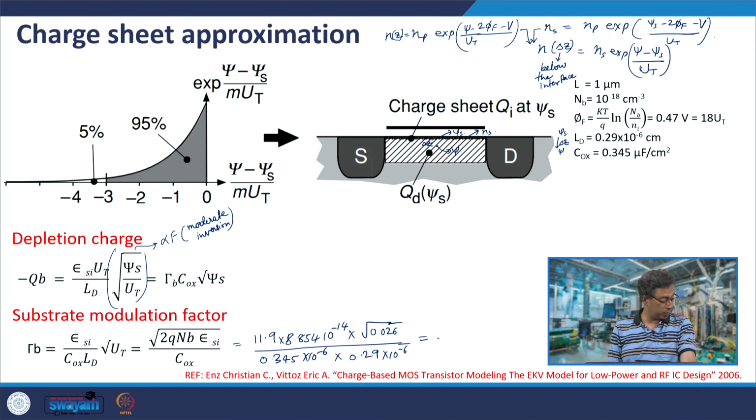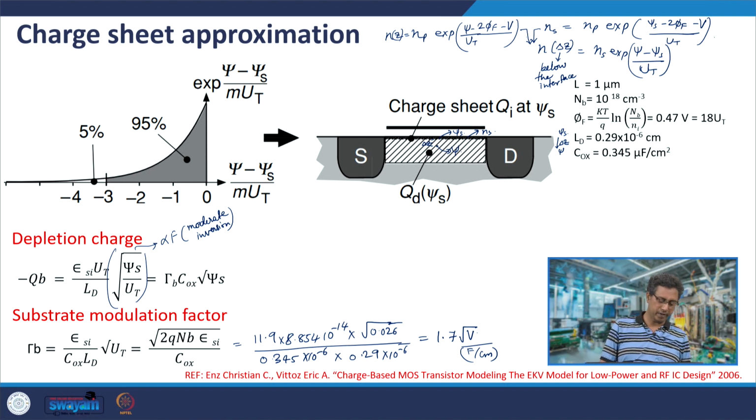So, this comes out to be 1.7. Now, what is the unit of this? So, unit of gamma b is square root of volt divided by farad per centimeter. It would come out this way. So, this is a substrate modulation factor.